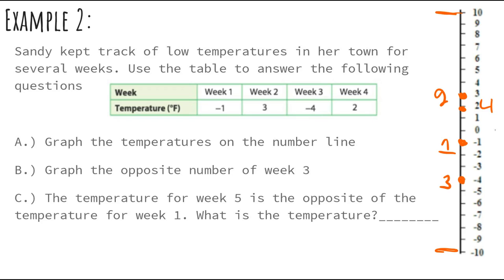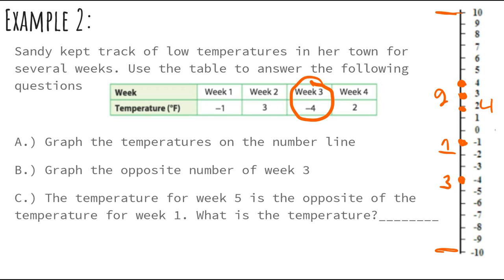Okay. Part B says graph the opposite number of week 3. Well, week 3 is -4. The opposite would be the number that's on the other side of the number line. -4 is on this side, which means +4 is the other number on the other side. So we have to graph +4.